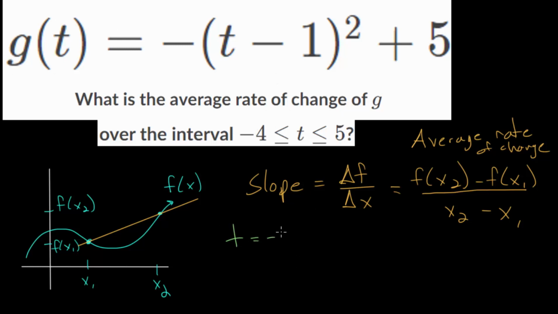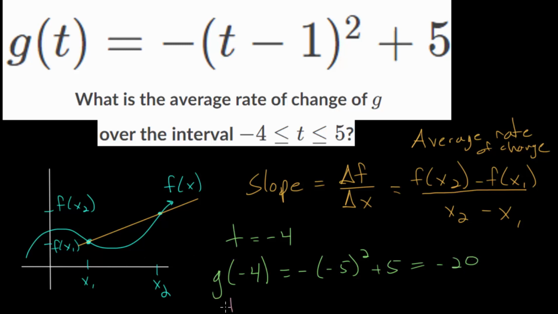So let's start with t is -4. We can plug -4 into our function. We get the opposite of -4 minus 1, which is -5. We square that and add 5 to it. This becomes positive 25, but then we take the opposite, and minus 25 plus 5 would be minus 20.